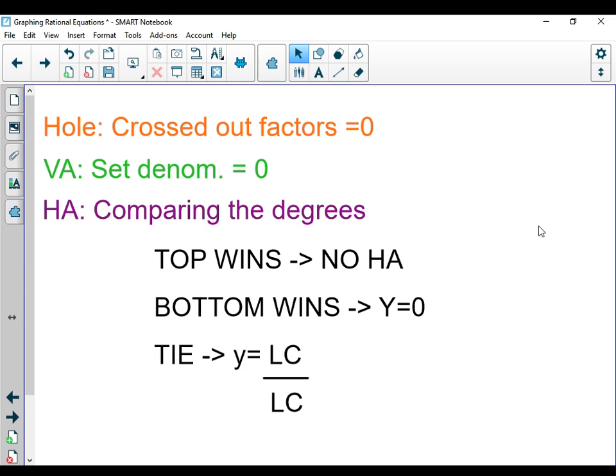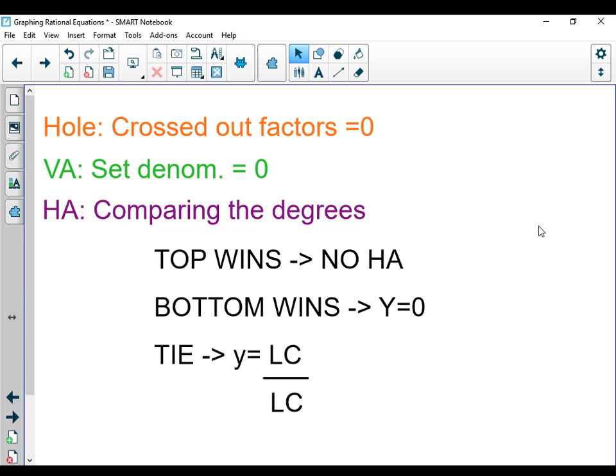So far, to find a hole in the graph, I cross out the factors and set them equal to 0. Vertical asymptotes, I'm going to set the denominator equal to 0. Horizontal asymptotes, I'm going to look at the degrees. Top wins, no horizontal asymptote. Bottom wins, y equals 0. It's a tie, leading coefficient over leading coefficient.